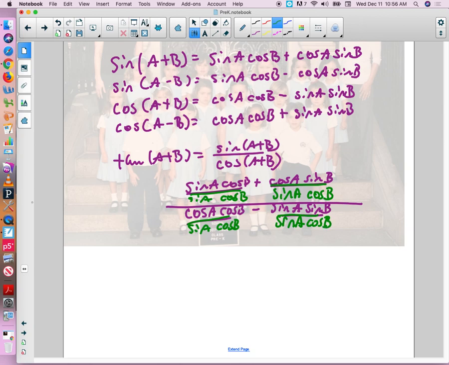In fact, you could have picked any one of the four and it would start to collapse and reduce into something. This first fraction reduces to 1. What does this reduce to?